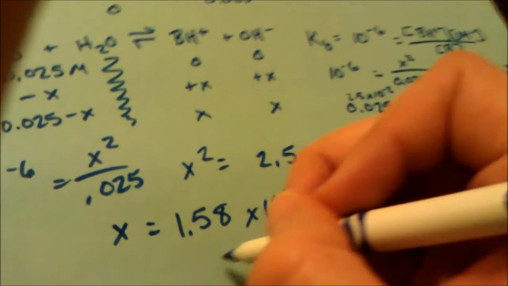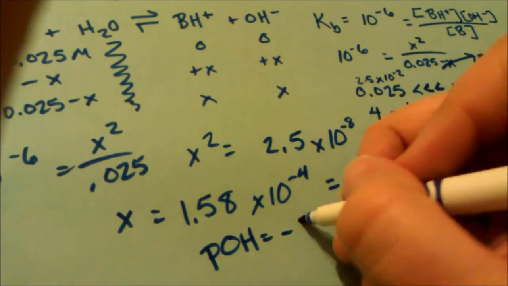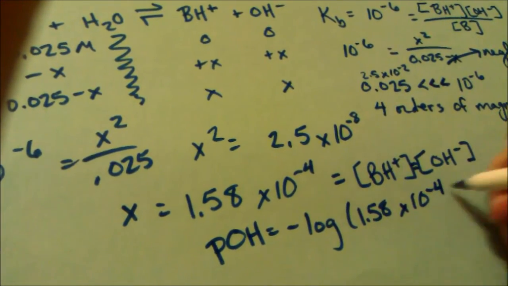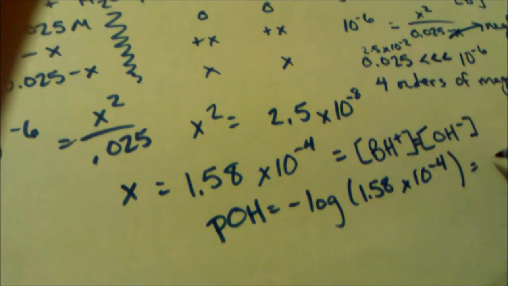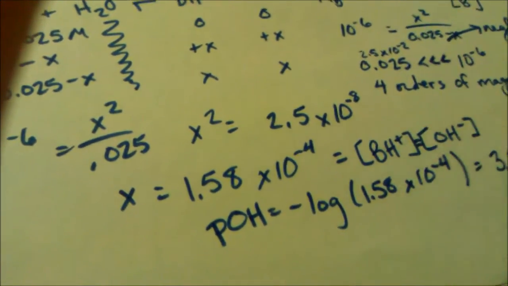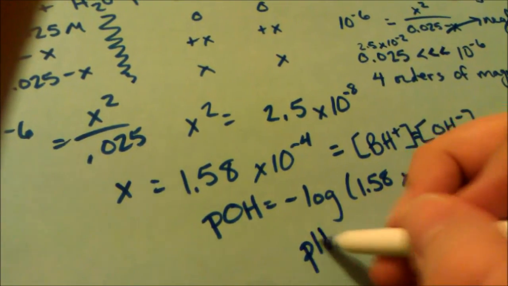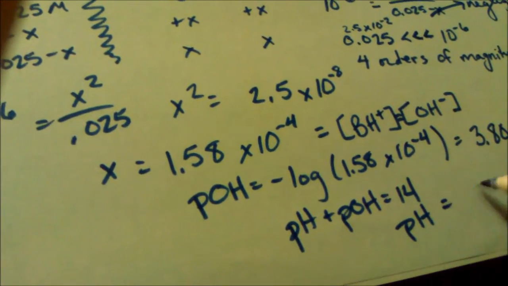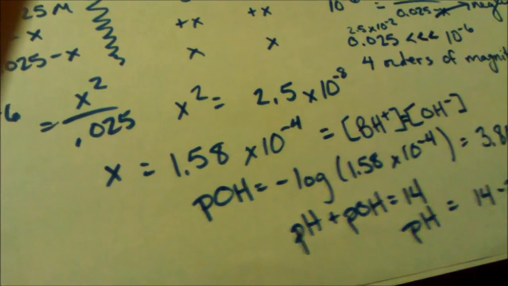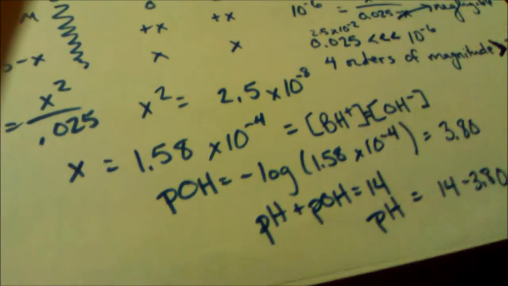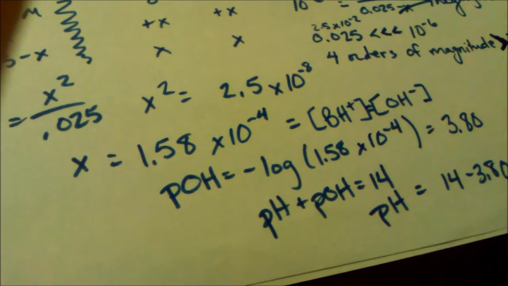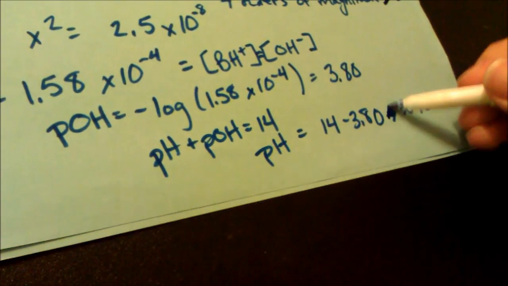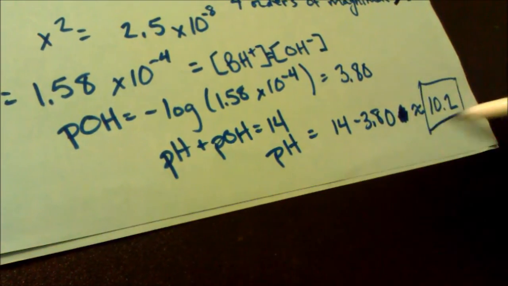Okay, so if I want to find pOH, that's the negative log of 1.58 times 10 to the negative 4, which is 3.80, and pH plus pOH equals 14. So my pH is 14 minus 3.80, which is about 10.2, which is what Dr. Laude's key says. So good job, team.